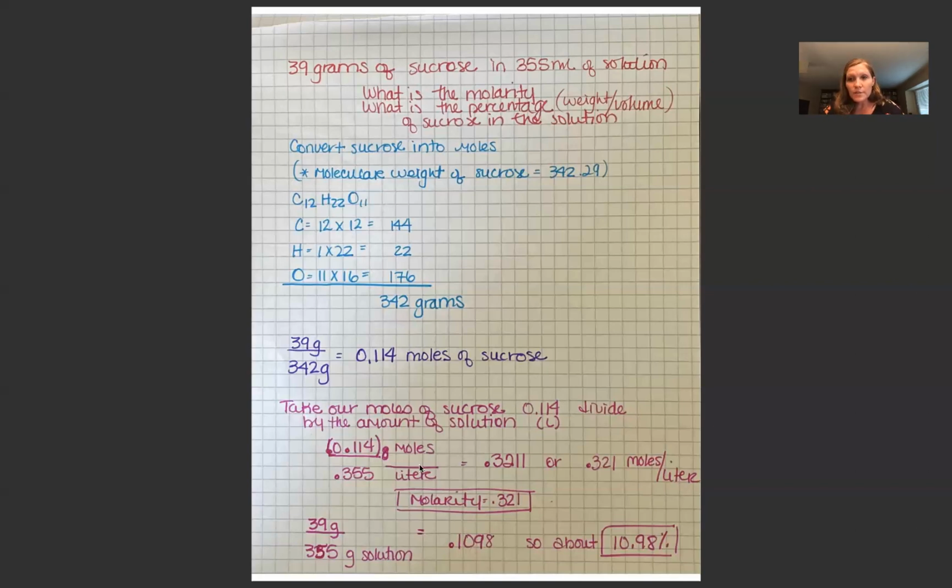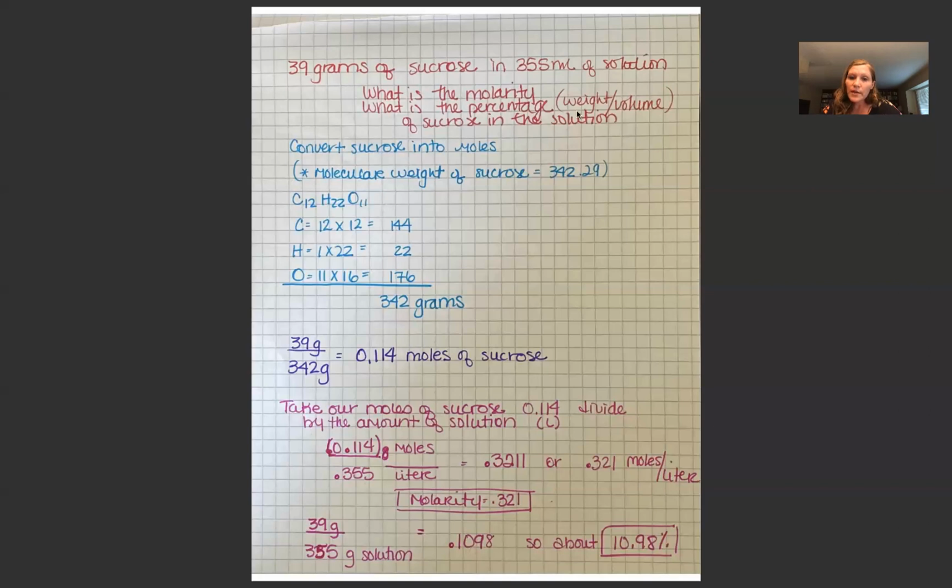So now all we have to do is our math. So we take 0.114, we divide it by 0.355, we get 0.3211, or 0.321 moles per liter, and that's our molarity. It's 0.321.